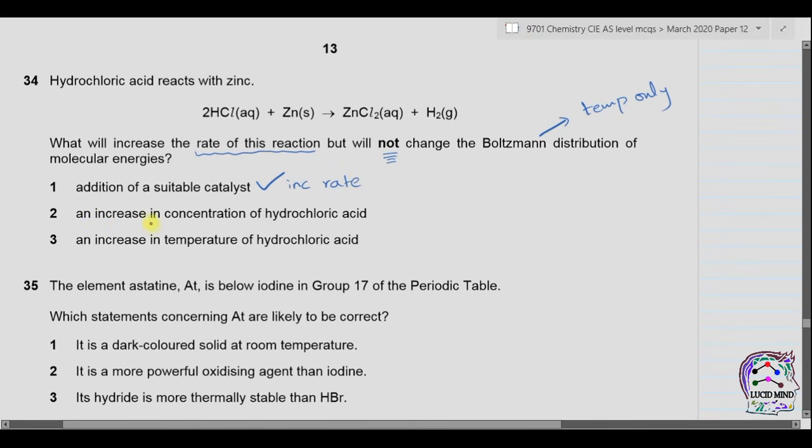Second one is an increase in concentration of hydrochloric acid. Yes, we know higher the concentration, more will be the rate of reaction, so it also increases the rate of this reaction. An increase in temperature of hydrochloric acid. So temperature also increases the rate, but temperature also affects the Boltzmann distribution of energies. So therefore we will omit part 3. Only 2 will be left behind, 1 and 2. So the answer is B actually.